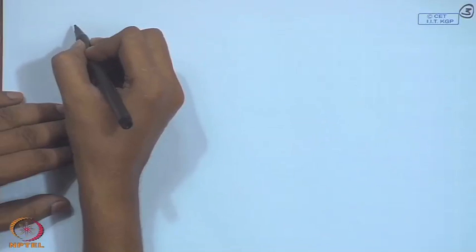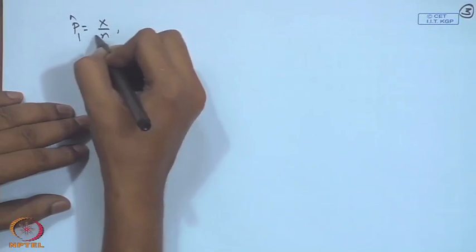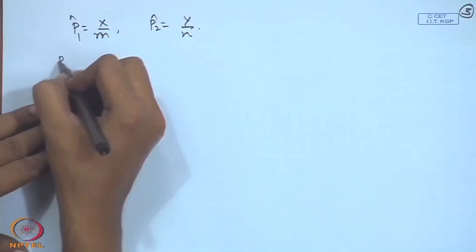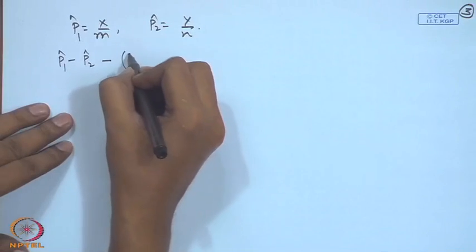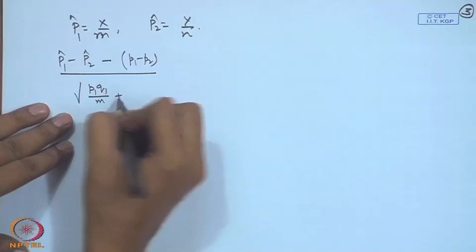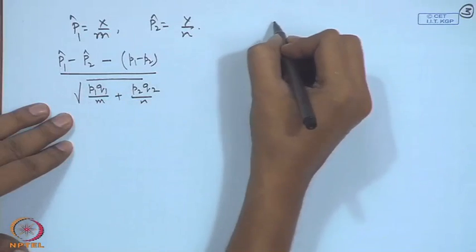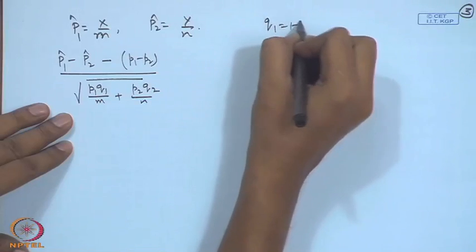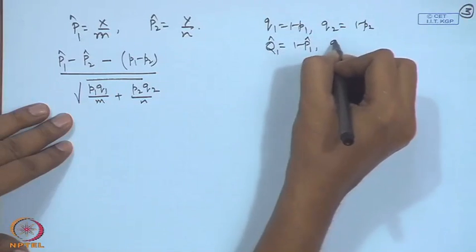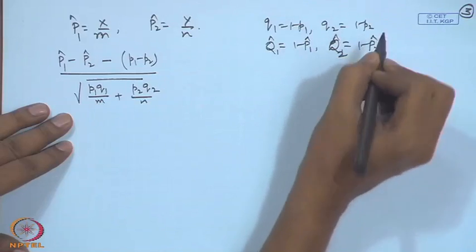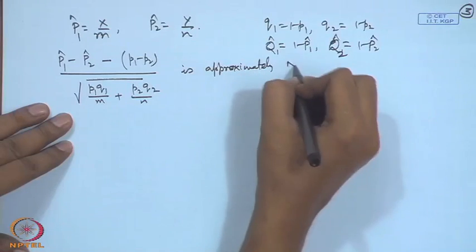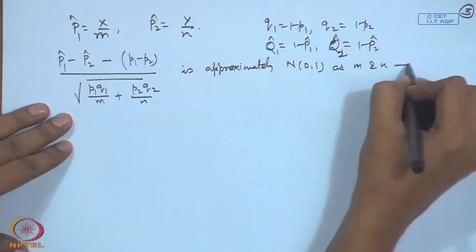So, if we consider p1 hat equal to x by m and p2 hat equal to y by n, then p1 hat minus p2 hat minus p1 minus p2, divided by square root of p1 q1 by m plus p2 q2 by n, where here I am using q1 equal to 1 minus p1 and q2 equal to 1 minus p2, and q1 hat equal to 1 minus p1 hat and q2 hat equal to 1 minus p2 hat. So, this is approximately normal 0 1 as m and n tend to infinity.